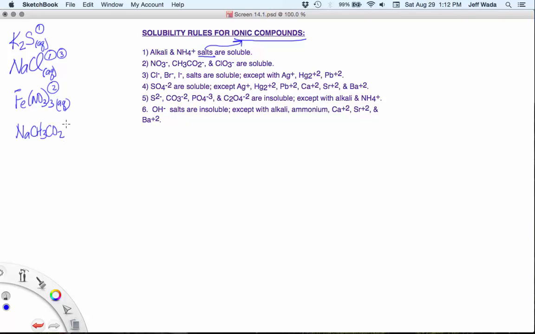So, according to the rules, rule 1 says it's soluble. Sodium is an alkali metal, and acetate is rule number 2. So rules 1 and 2 tell us it's soluble. A little side note here: none of these rules will ever contradict each other. You will never have a situation where one rule says soluble and another rule says it's insoluble. They always work together. Next compound is silver chloride.